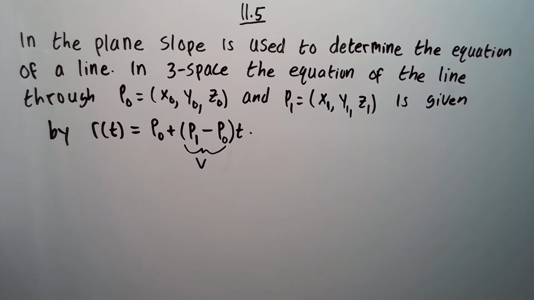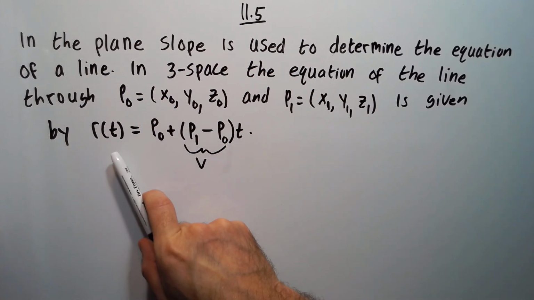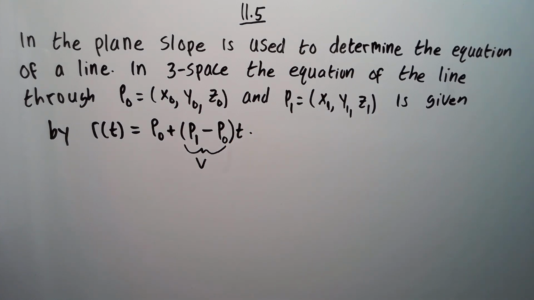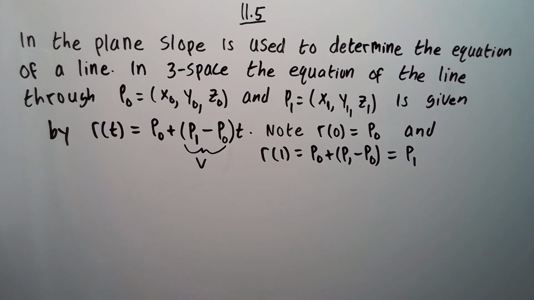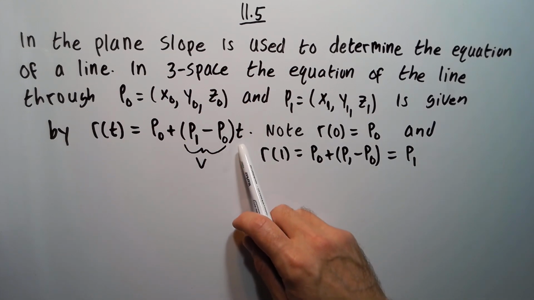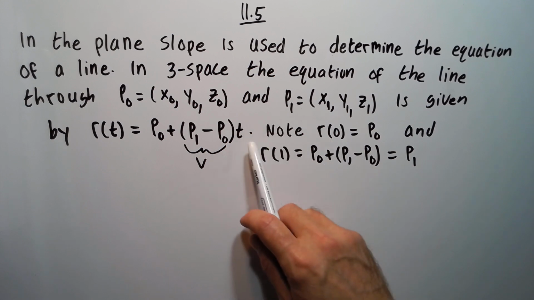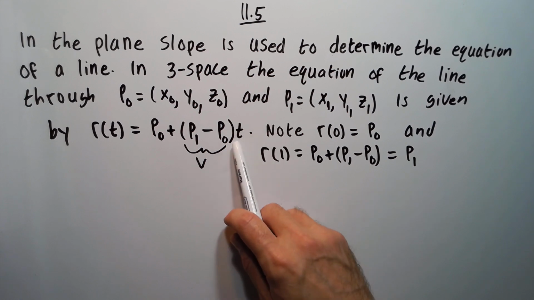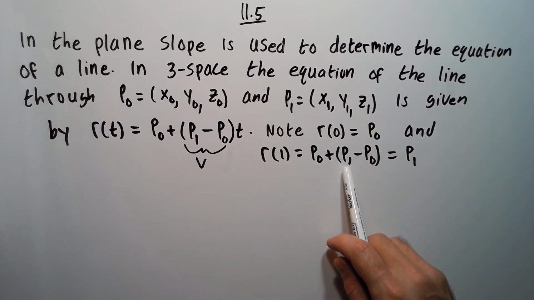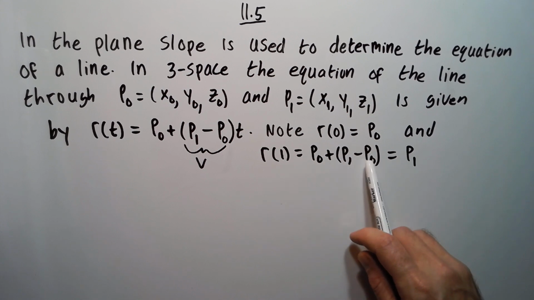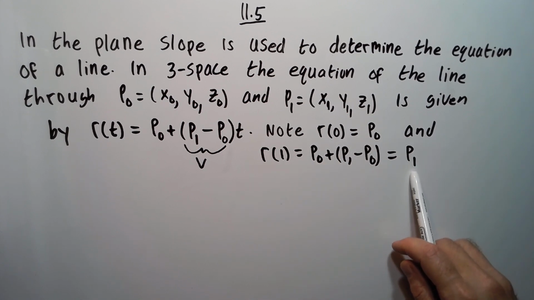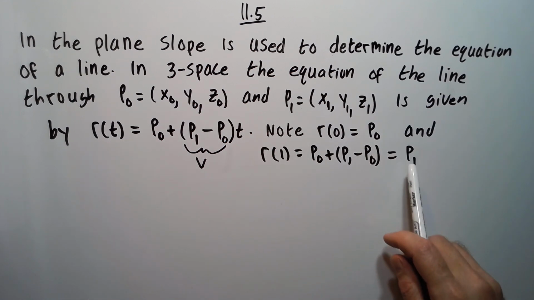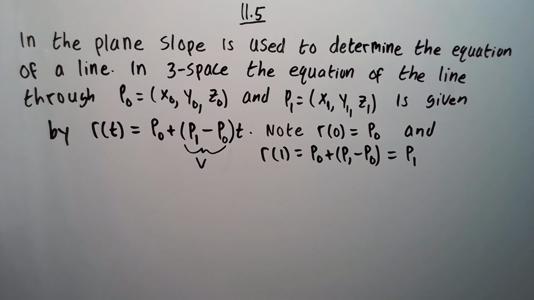So let's make some observations. In particular, when you put 0 for t, we get P0. So let's note that. When t is 0, you can think of t as like time. So at time 0, you put 0 in here, you'll be left with P0. And when time is 1, so when t is 1, put a 1 in place of t here, P0 plus P1 minus P0. The P0 and minus P0 will cross off and you'd be at P1. So you can see that this passes through both P0 and P1. So this is the equation of the line.